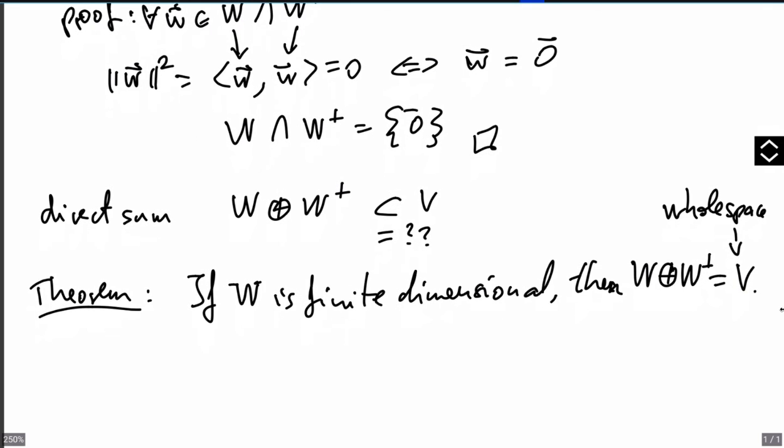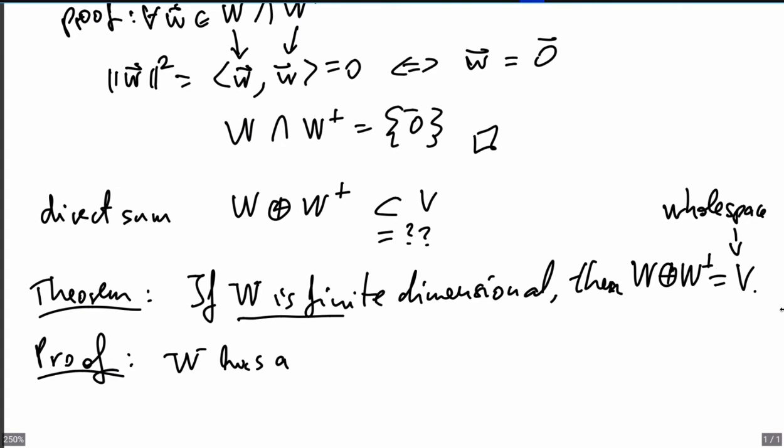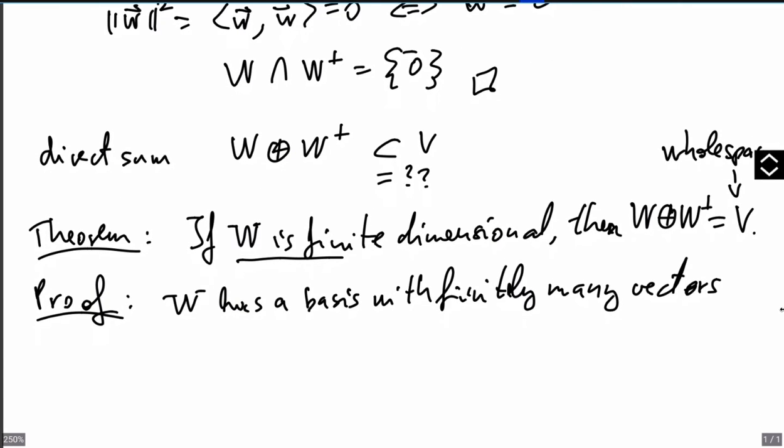This doesn't say that V has to be finite dimensional. It only says that W has to be finite dimensional. And it also doesn't say that if W is infinite dimensional, then it's not possible to have this property. It just says that if it's finite dimensional, then this property holds for sure. So the proof is based on the fact that if W is finite dimensional, then it has a basis with finitely many vectors. That's what finite dimensionality means. And then the Gram-Schmidt process creates an orthonormal basis, which is also finite.